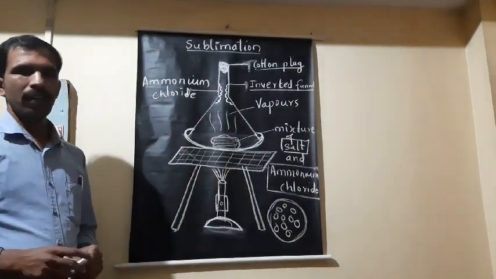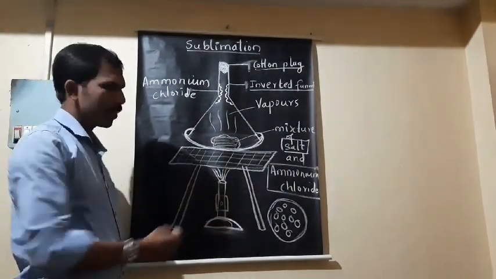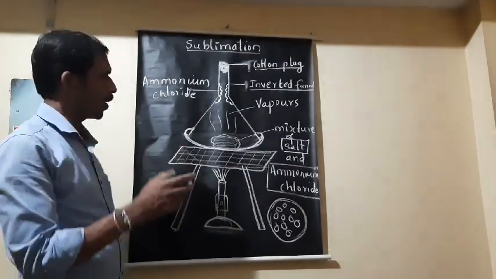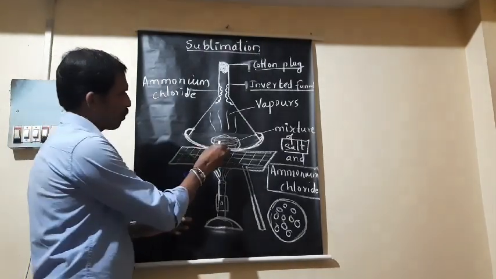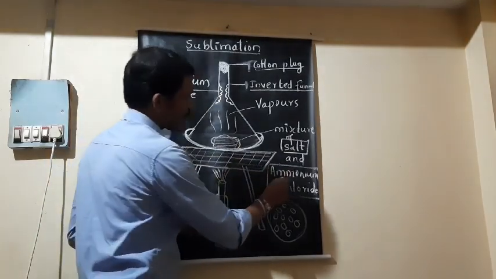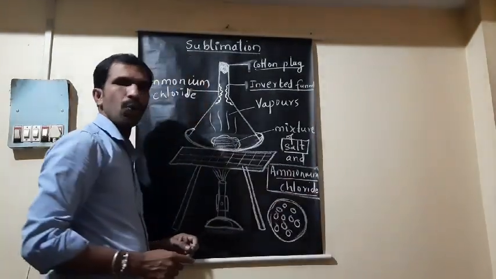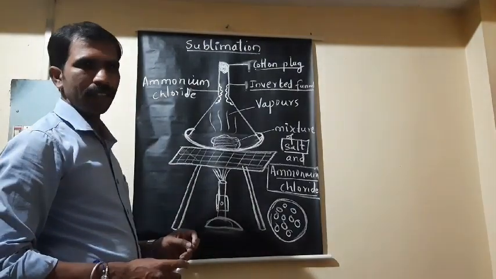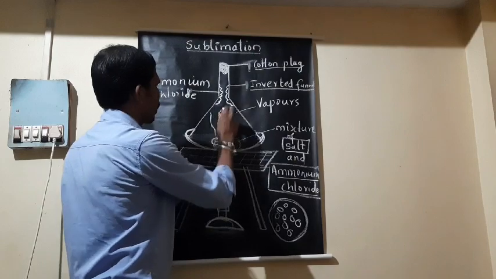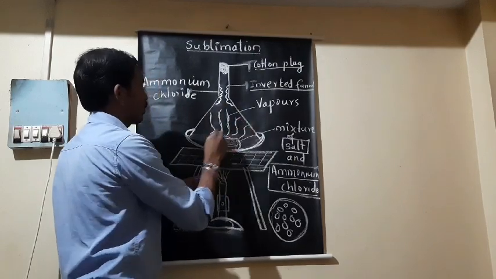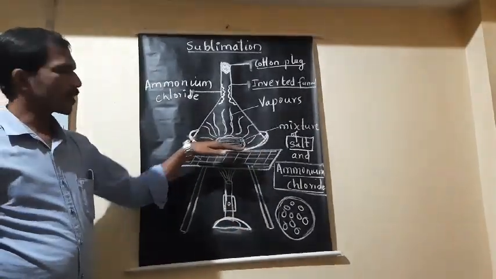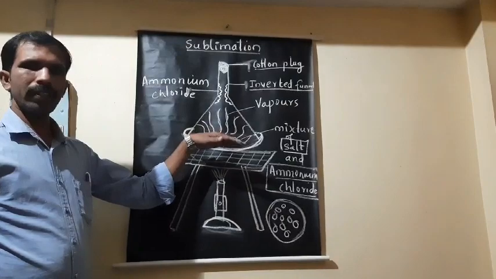So under this stand we have to keep a Bunsen burner. Here we have to provide the heat. When you provide heat, the mixture absorbs the heat, and slowly what happens? The ammonium chloride, which is volatile in nature, starts evaporating. Evaporation starts here, which means the sublimation starts, or the ammonium chloride starts to sublimate.